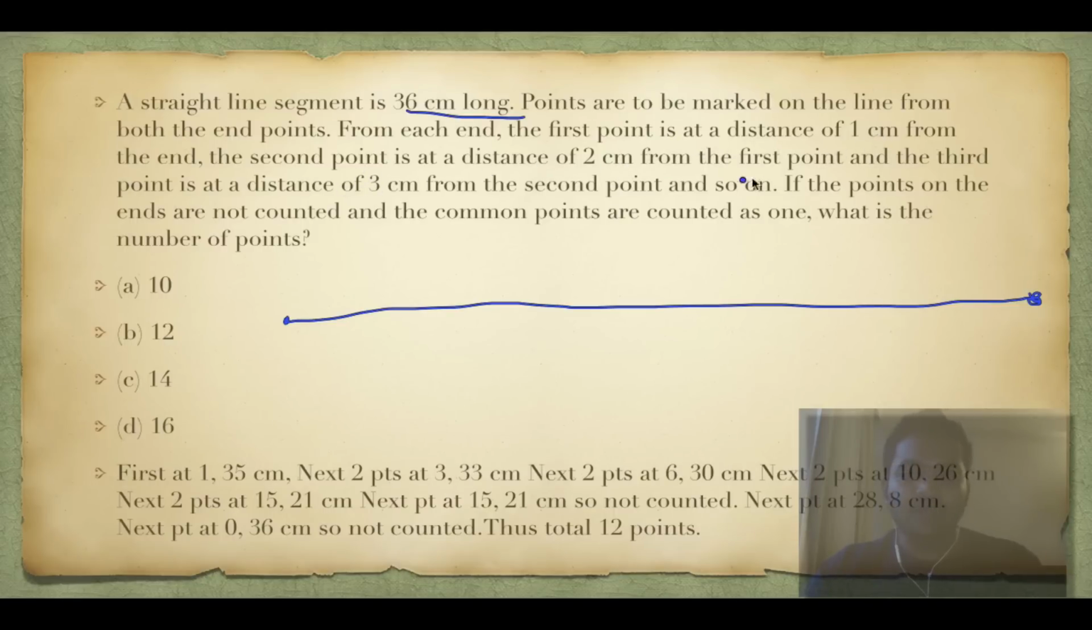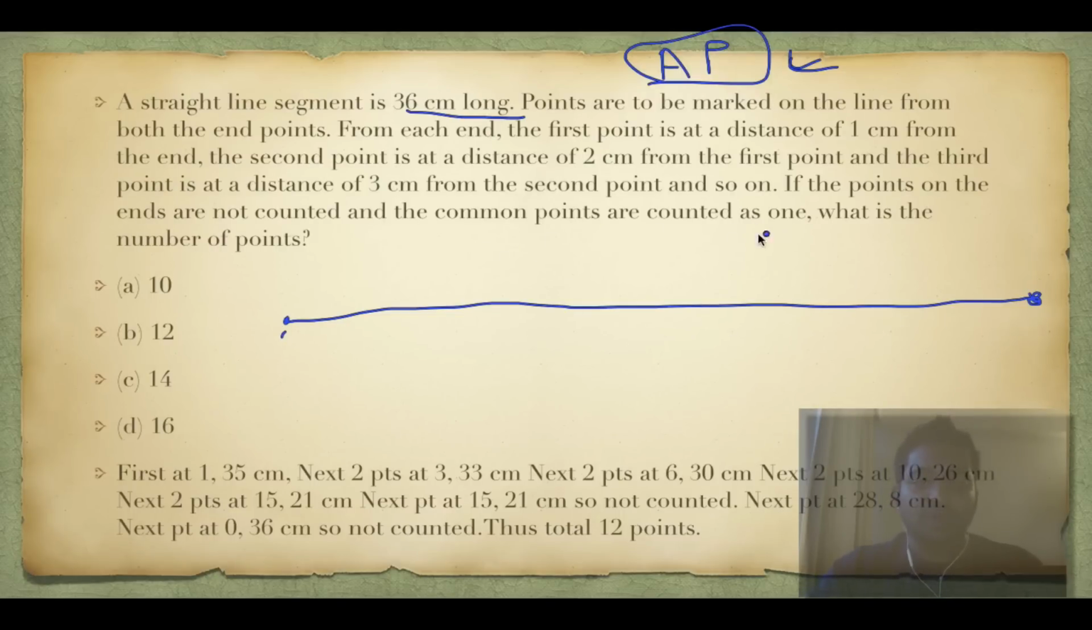The second point is at 2. So it is a type of arithmetic progression. They'll tell you various formulas, but they are not needed at all. Third point is at 3, fourth is 4, fifth is 5. The points are not counted at the end, so please make sure you do not count them.